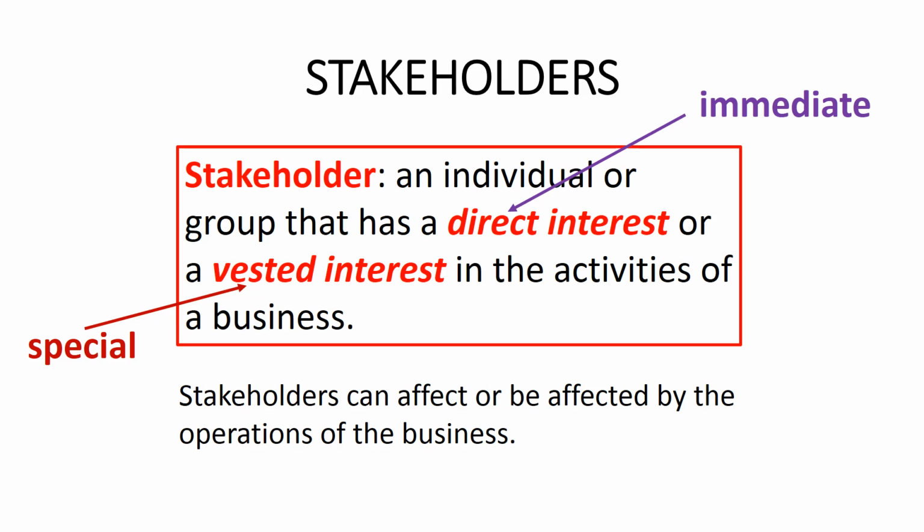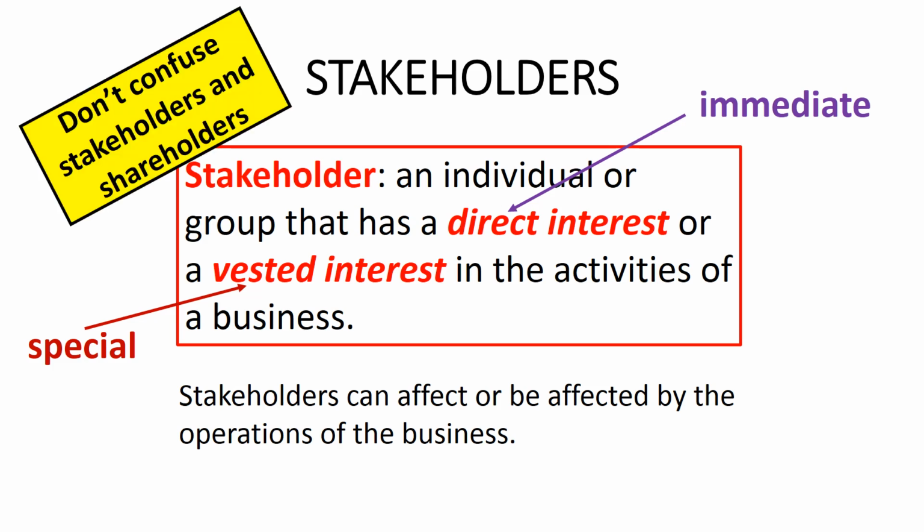Now, students often make a very common mistake, which is they confuse stakeholders and shareholders. Don't make that mistake. Shareholders are the owners of shares in a company. They are an example of a stakeholder, but they are not the definition of stakeholder. On the contrary, stakeholder, as I've said, is an individual or group that has a direct interest or a vested interest in the activities of a business.